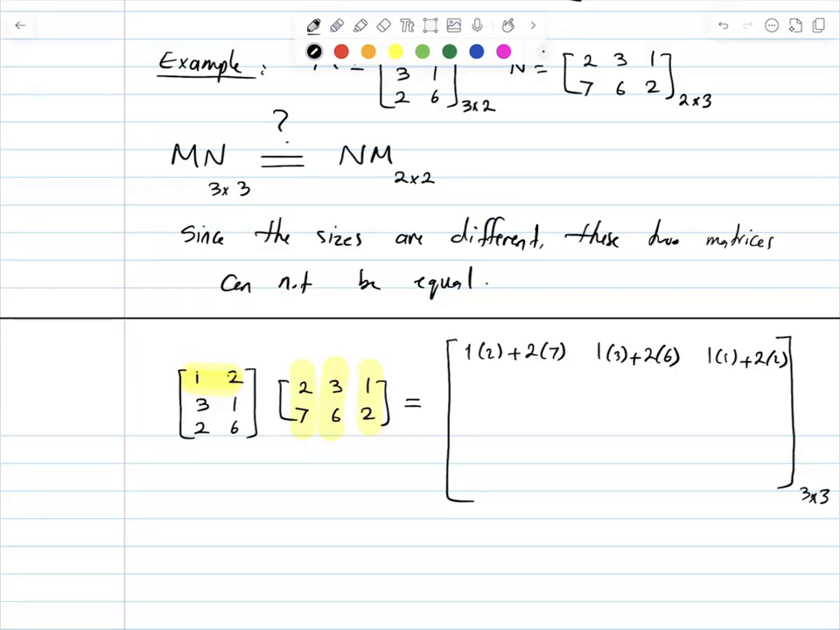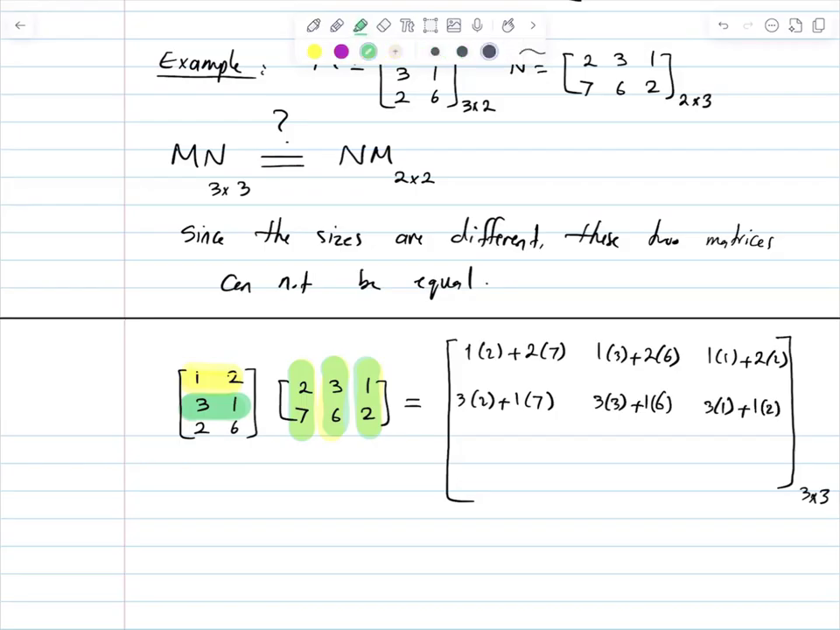Very good. Then we move on to the second row. The same process, 3 and 1 is multiplied by 2 and 7. Then 3 and 1 is multiplied by 3 and 6. 3 and 1 is multiplied by 1 and 2. Take a look. 3 times 2 plus 1 times 7. 3 times 3 plus 1 times 6. And then you have 3 times 1 plus 1 times 2.